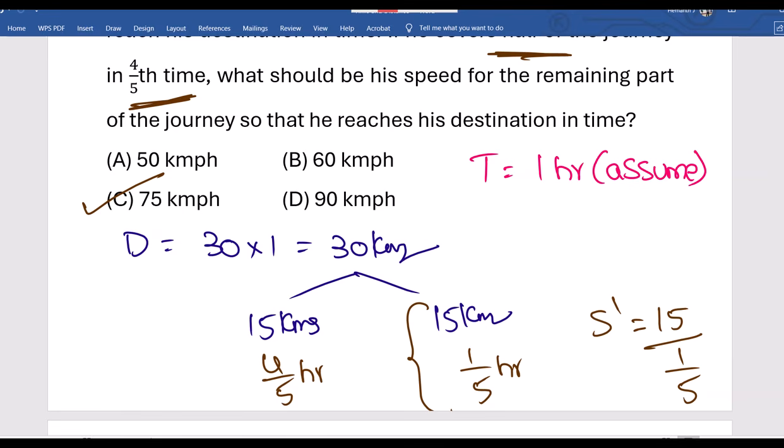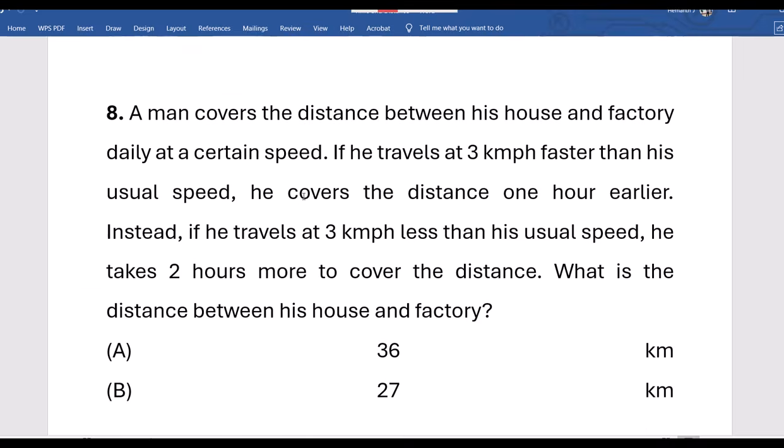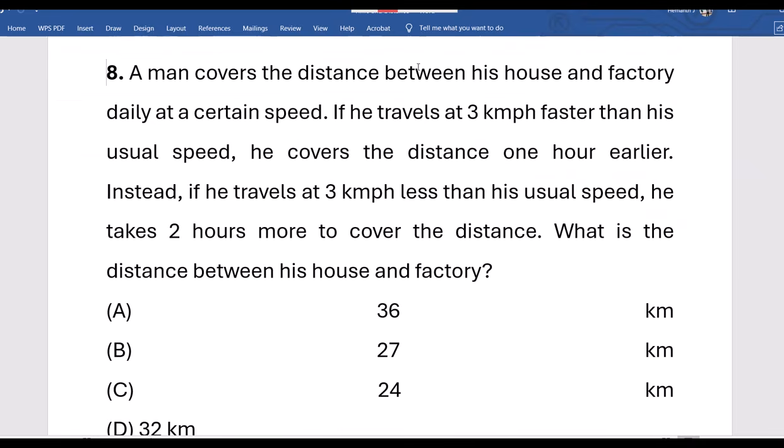Sir, I taken 2 hours. Then this will be 8 by 5th of the hour, and that will be 2 by 5th of the hour, if you take 2 hours, assuming. Or you take t also, the answer will come actually. Time is t hours, distance is 30t. Here 4 by 5 t, 1 by 5 t. t will get cancelled going forward. These are all different ways of approaching. Now this question here.